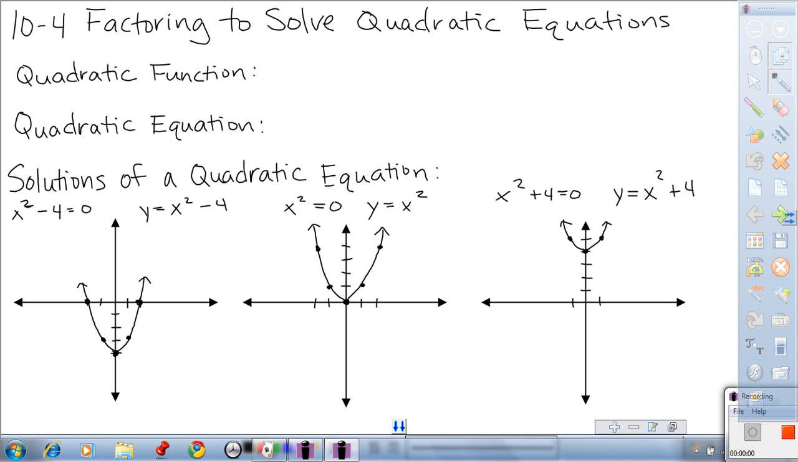This is 10-4, factoring to solve quadratic equations, and we skipped 10-3, which was solving quadratic equations. So I just want to give you a quick overview of what happened in 10-3 since we're not going to do it.